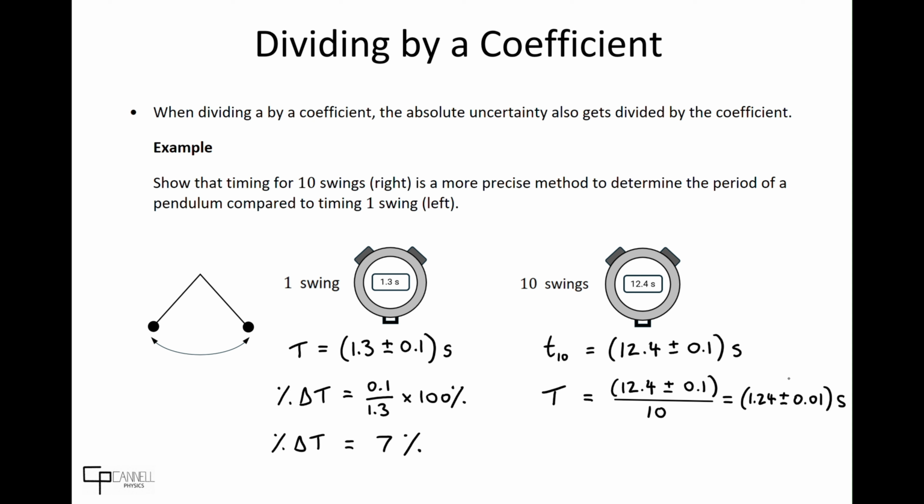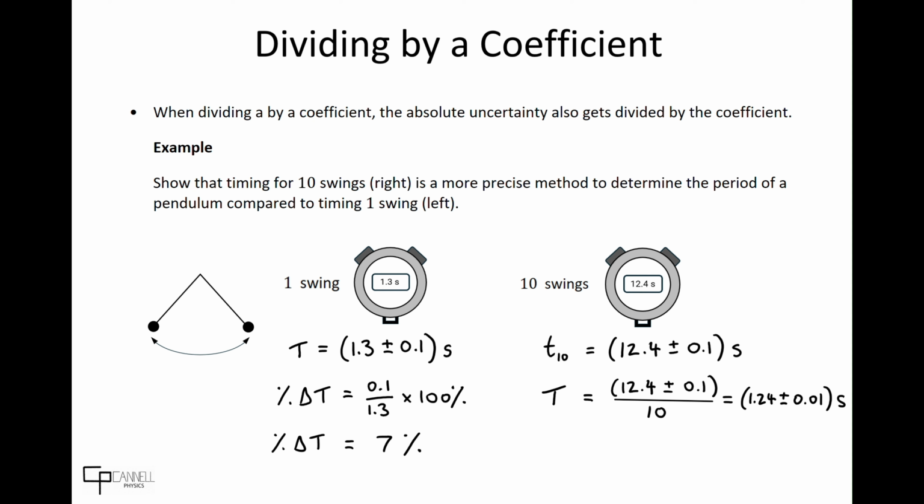But for the period calculated from this measurement on the right, the range of values is much smaller, or you could say more precise. In other words, this is only from 1.23 to 1.25 because it's 1.24 plus or minus 0.01. And this is all because of this dividing by a coefficient rule. The quantity and the uncertainty get divided by the factor.